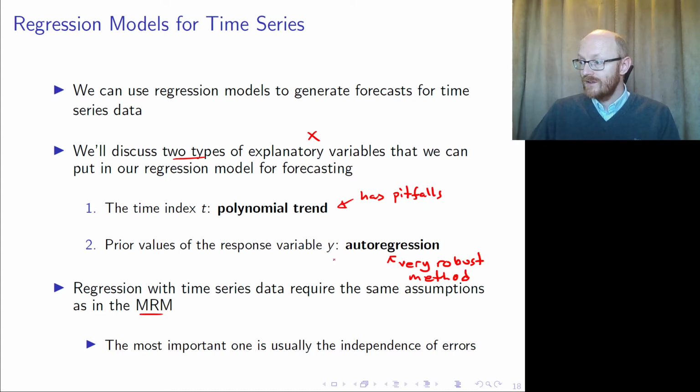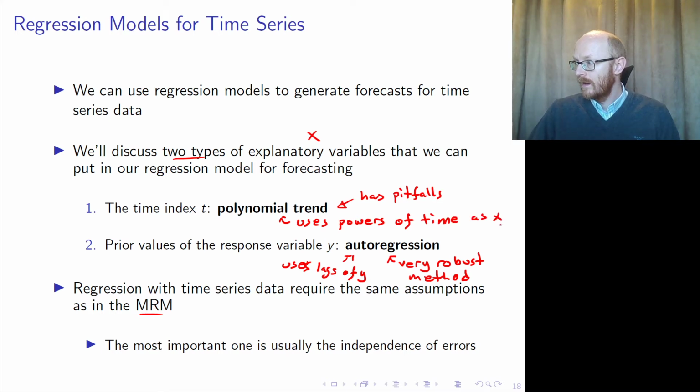So the autoregression uses lags of y, whereas the polynomial trend uses powers of time as x. Okay.